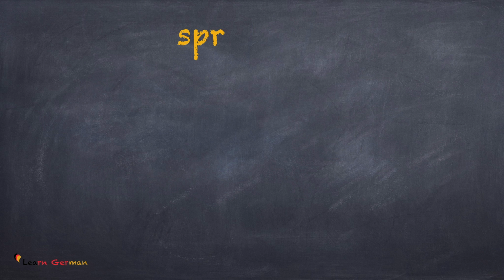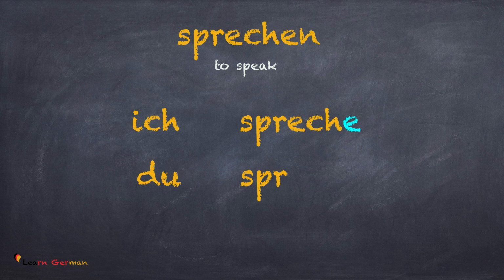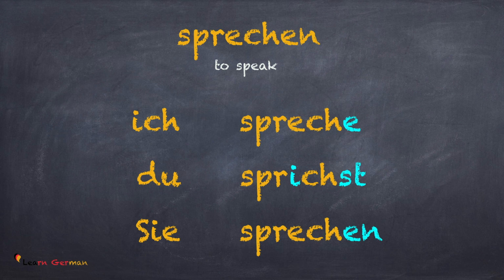Coming to the next verb, sprechen. This is the infinitive form of the verb. Now let's conjugate it. Ich spreche, du sprichst, sie sprechen. You must have noticed that the conjugation of the verb with du here does not exactly follow the rule. The ending is with st, but instead of an e, there is an i. This is because sprechen is an irregular verb. We'll be dealing with irregular verbs in a separate video.